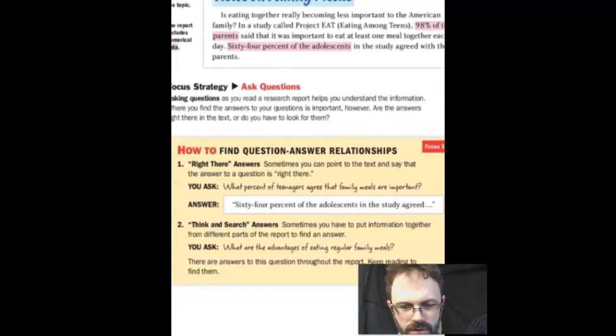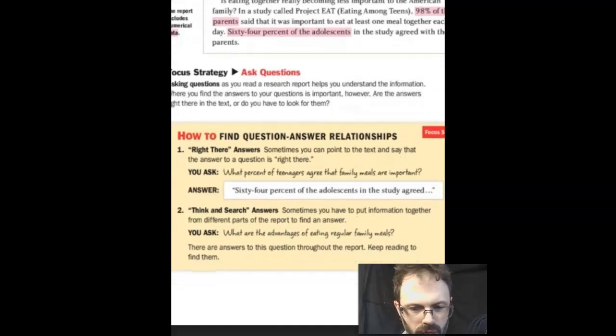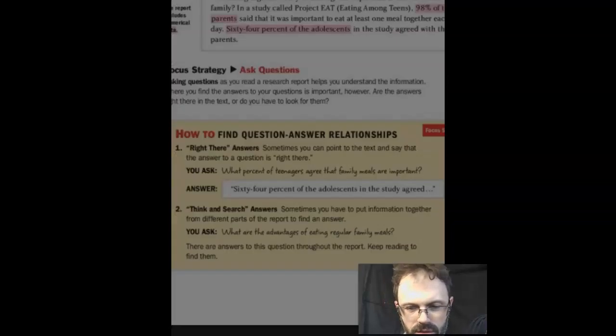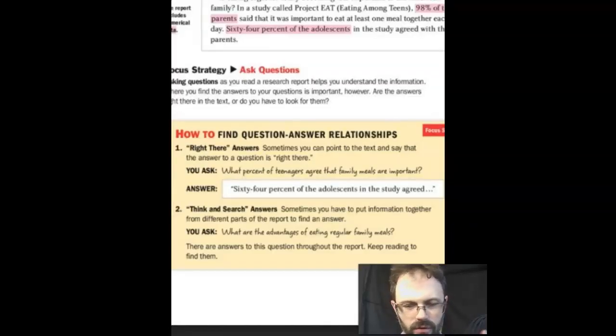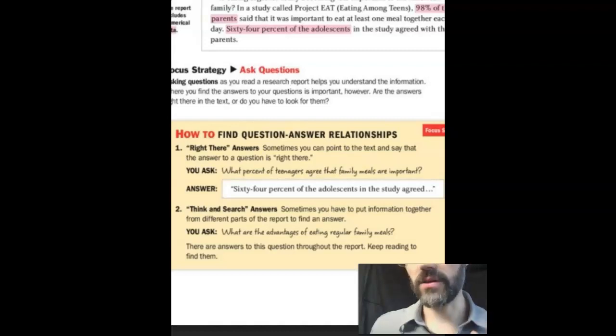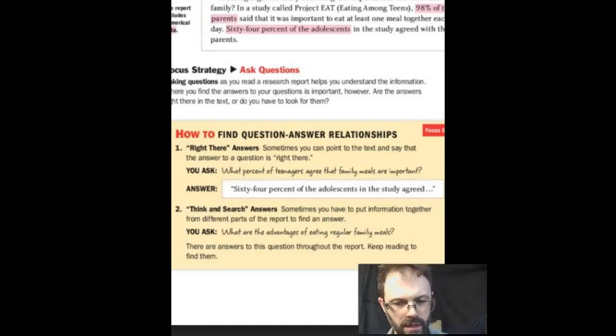Those are ones you can just find right there in the reading. And then there are other ones where you have to search and you kind of have to put it together. You have to read and then put together the answers. You have to think a little bit more about it. These are think and search answers. So sometimes you have to put information together from different parts of the report to find an answer. So imagine you're asking this in your active reading assignment. Your self-question is, what are the advantages of eating regular family meals?